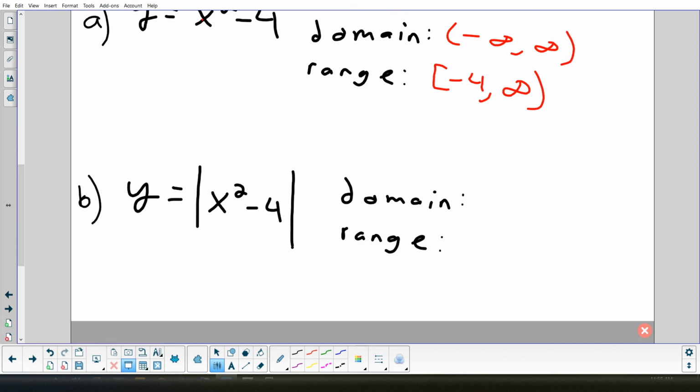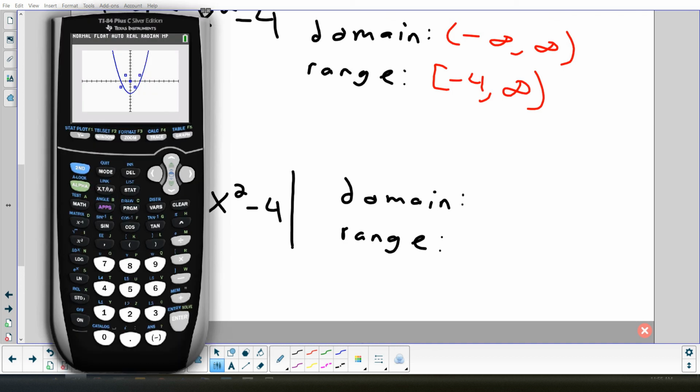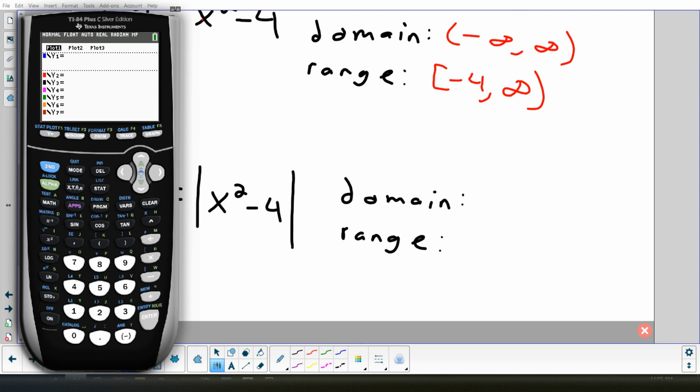All right. This one I'll do just to show you where the absolute value button is. If you want to type in absolute value, it's math, number, and it's the first option. ABS stands for absolute value. X squared minus 4. All that absolute value is going to do is make everything positive. So whatever parts of the graph were already above the x-axis are going to stay the same. The parts that dipped below are going to be flipped up to become positive.